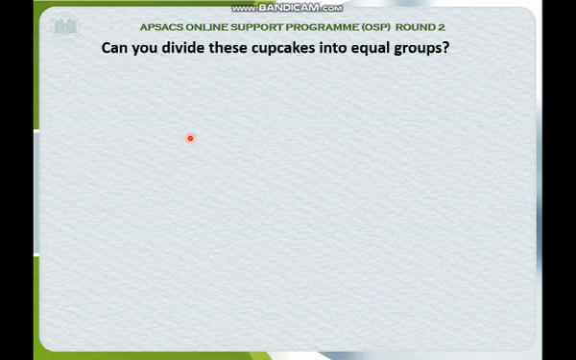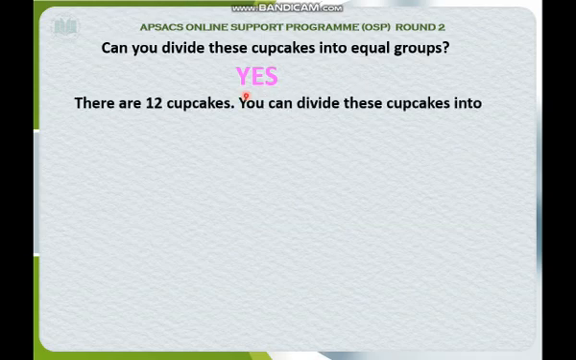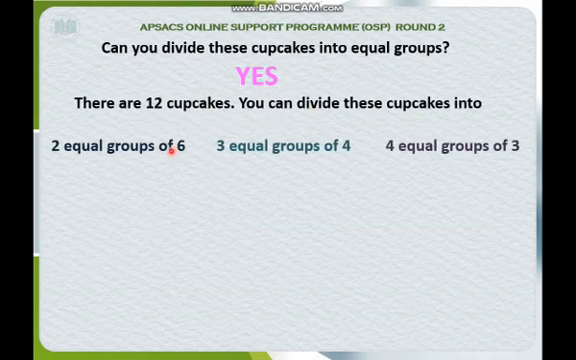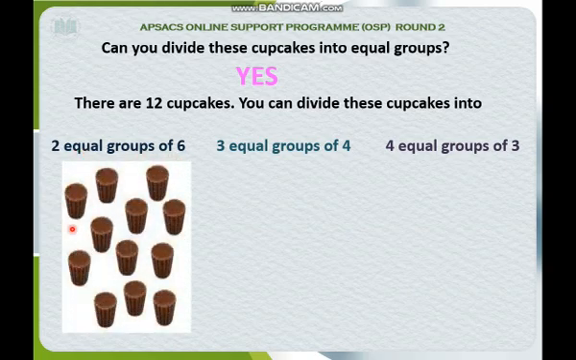So can you divide these cupcakes into equal groups? Yes. There are 12 cupcakes and you can divide these cupcakes into 2 equal groups of 6, 3 equal groups of 4, 4 equal groups of 3. What does it mean? We can divide these 12 cupcakes in 3 different ways. So the first way is to divide into 2 equal groups of 6. So here is the picture.